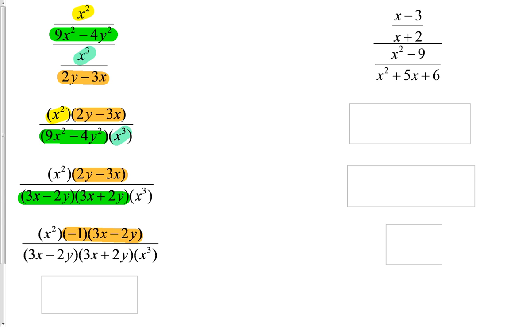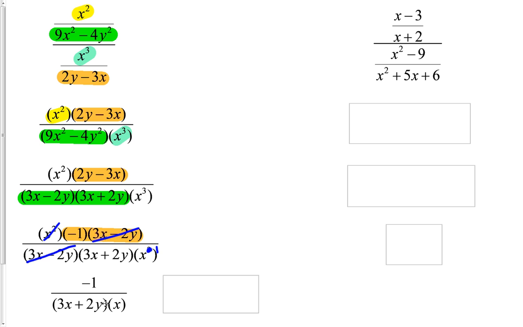Now we have something that will simplify very nicely, because we have a 3x minus 2y on both the top and bottom. We have x cubed and x squared, so there's one more x in the denominator. So I'm going to simplify that power down to 1. And the -1 and the 3x plus 2y are not going to cancel, so we will just leave it as is. In our final answer, the numerator has a -1, the denominator has 3x plus 2y, all times x. And that's our solution.